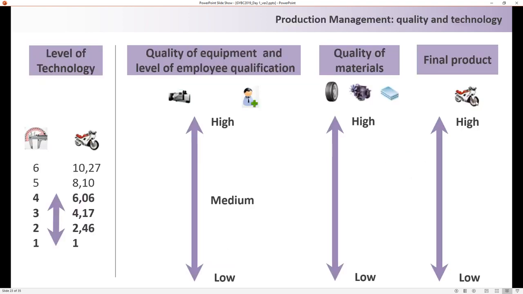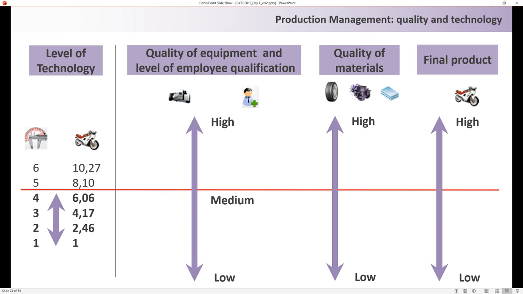Now, what does level of technology mean? A specific level of technology that you have integrated into your business unit is a limiter. If you have, for example, here we have a 4th level of technology used, or let's say integrated or installed in the production facility, the maximum quality of the production, or maximum quality of a motorcycle we produce, cannot overcome 6.06. That's it. There's nothing we can do. Simply, we don't know how to produce high quality.